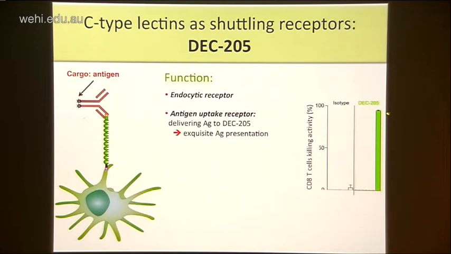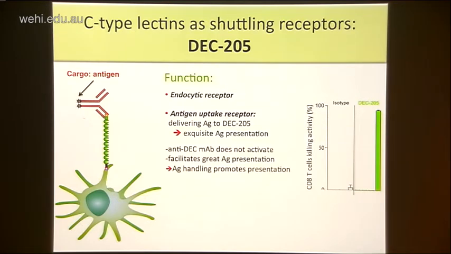You get nearly 100% killing in this assay, whereas if you don't target that antigen, this is in vivo, this is injecting mice, right? You get barely any killing at all. So it's an exquisite antigen-presenting receptor. But the antibody itself doesn't actually activate DEC205. It cross-links it, but it doesn't activate it. And yet still we have this really good antigen presentation.